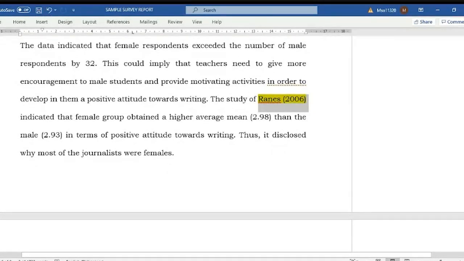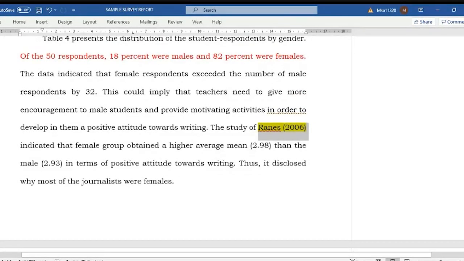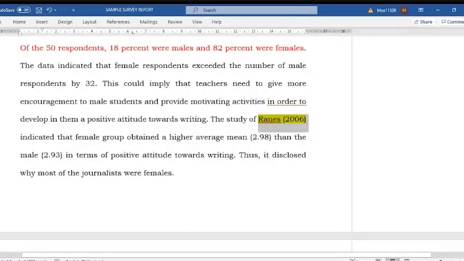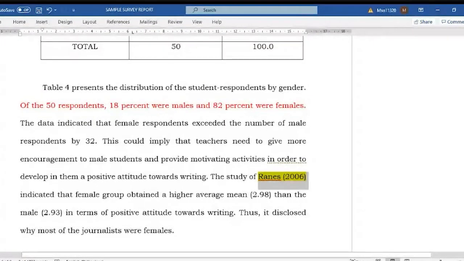You can do this so that it is study driven or research driven. Your claims are being supported by other researchers. It could also be opposed to your research. For example, in this research there are more females than males. There could also be other researchers who found that there are more male writers as compared to females. So you can also state that. Okay?